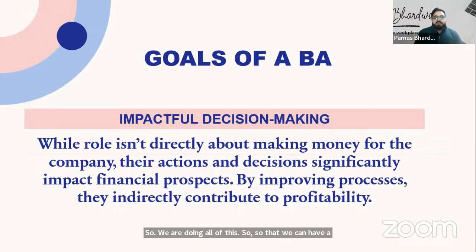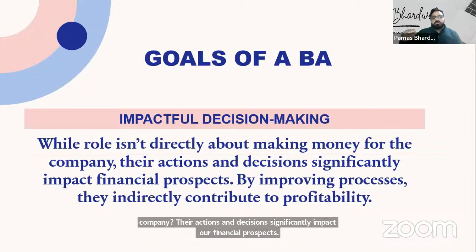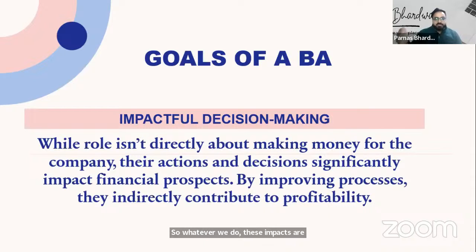While the role isn't about directly making money for the company, their actions and decisions significantly impact our financial prospects. So whatever we do, these impacts are going to enhance the financial reports, and once we get better numbers or better metrics, we'll be having an impact on our financial prospects. By improving processes, they indirectly contribute to profitability. So once we are enhancing the profitability, we know that we are working in the right direction.